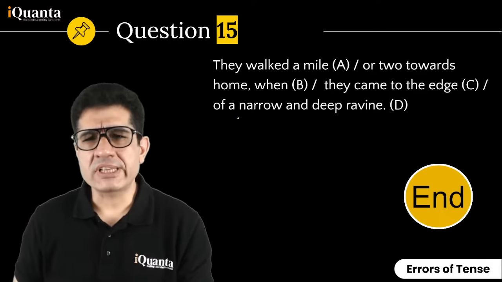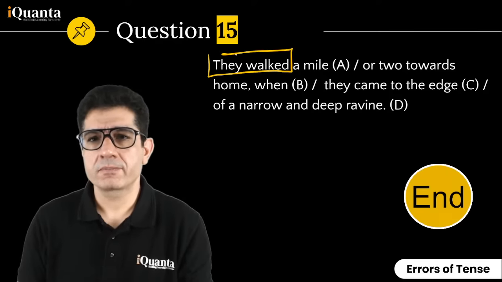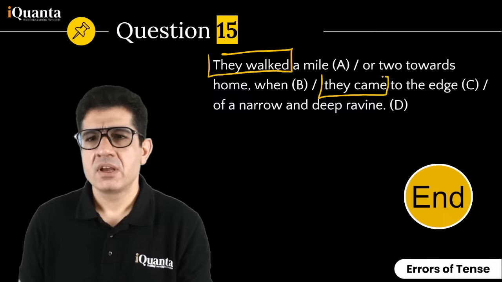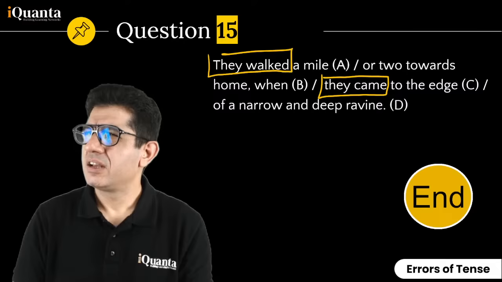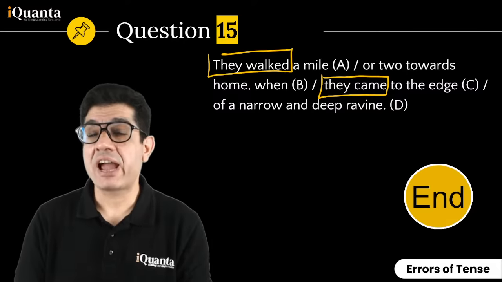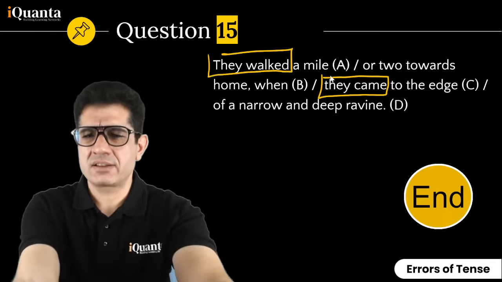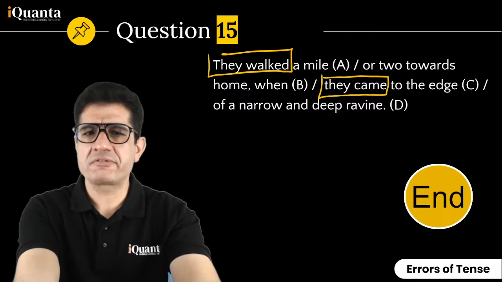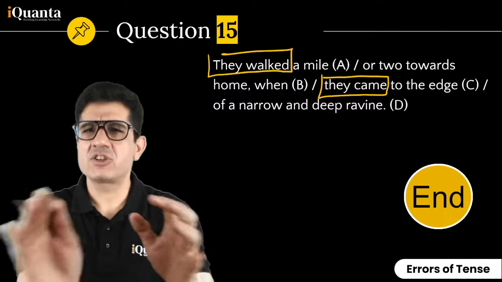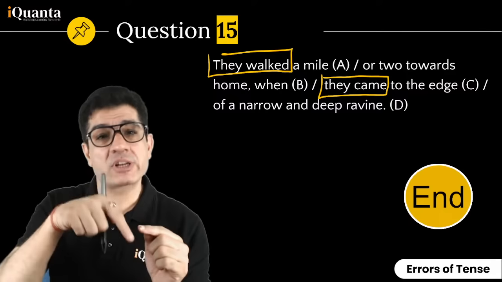Okay, so you notice in this sentence we are talking about 2 actions. They walked, they came. What do you think? In this particular situation, is there an action that must have happened before the other action? What's your guess? In this particular sentence, can we be sure of the fact that one of these actions must have happened before the other one? Yeah, they must have walked before they came to the edge.